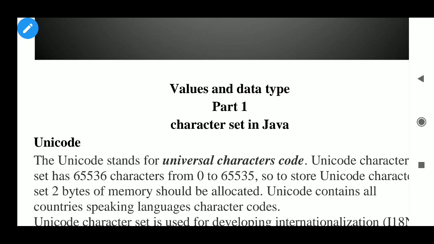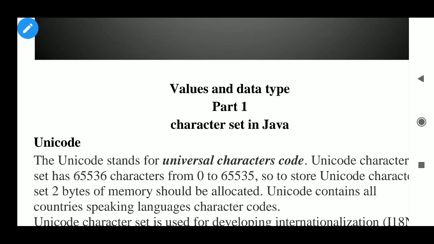You have learned about ASCII code also. The full form of ASCII code is American Standard Code for Information Interchange. Okay, so each number and character, each digit, special characters have their own ASCII code. So let us start Unicode.